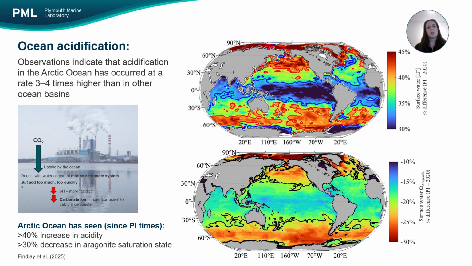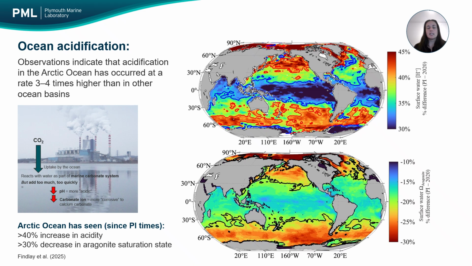So let's begin with ocean acidification. This is my area of research, so this talk is a little bit biased towards ocean acidification. As a very quick recap, ocean acidification is where carbon dioxide is exchanged between the atmosphere and the ocean, and that reacts with seawater to become part of the marine carbonate system. But if you add too much too quickly, that system becomes out of balance and it results in a decrease in pH or an increase in acidity and a decrease in carbonate ions, which results in the oceans becoming essentially more corrosive to calcium carbonate minerals.